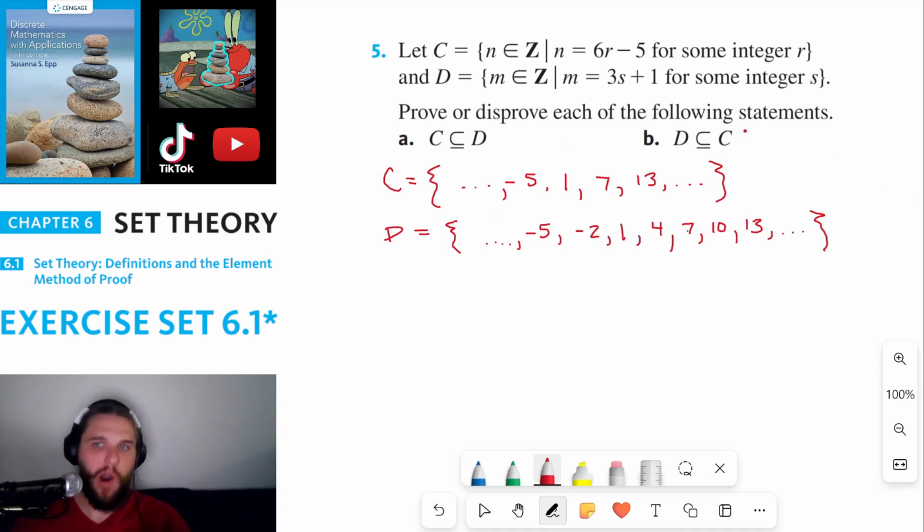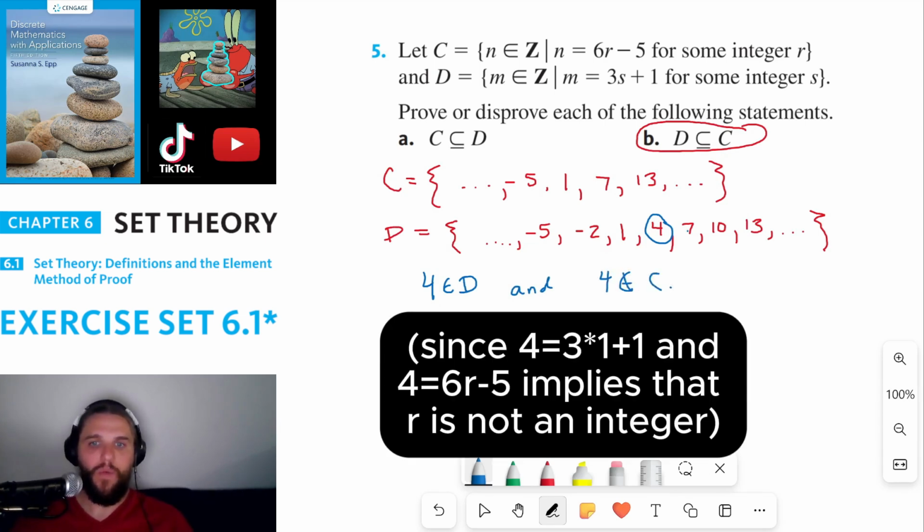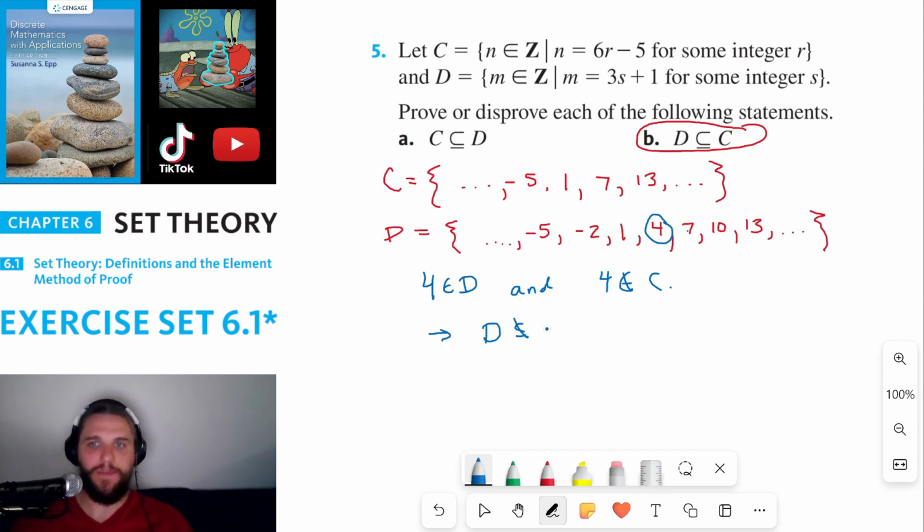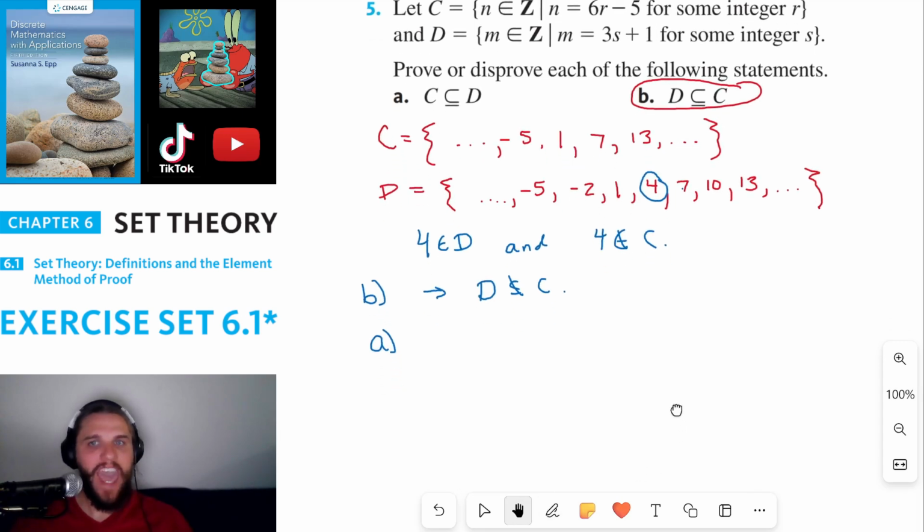Let's actually do part B first. The reason why part B is easy to start with is because D is not a subset of C. We can find an element in D that's not in C, for example, the number 4. 4 is an element of D, and 4 is not an element of C, which immediately means that D is not a subset of C. So that's part B.